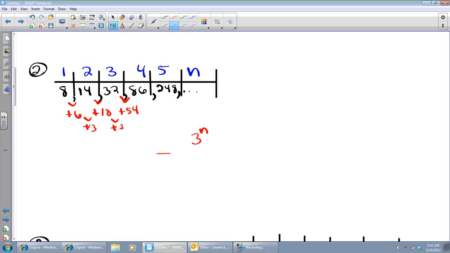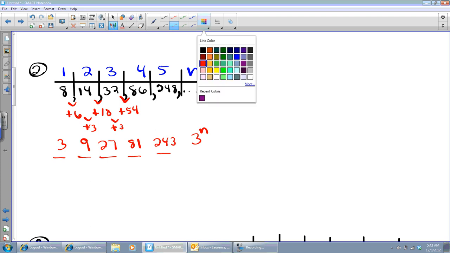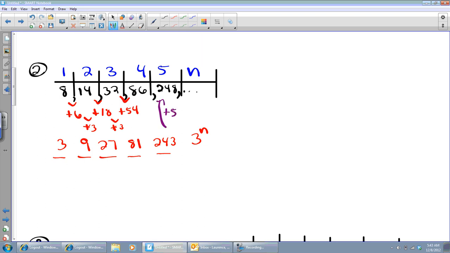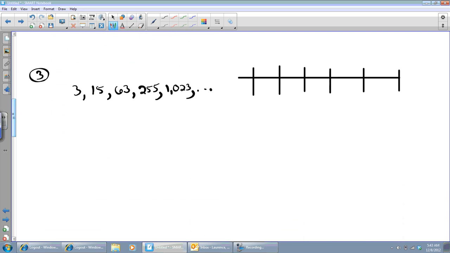Do my comparison line. 3 to the first, 3 to the second, 3 to the third, 3 to the fourth, 3 to the fifth. And again, I compare up. Plus 5, plus 5, plus 5. I'm going to get 3 to the power n plus 5. Hopefully these are getting pretty simple for you by now.